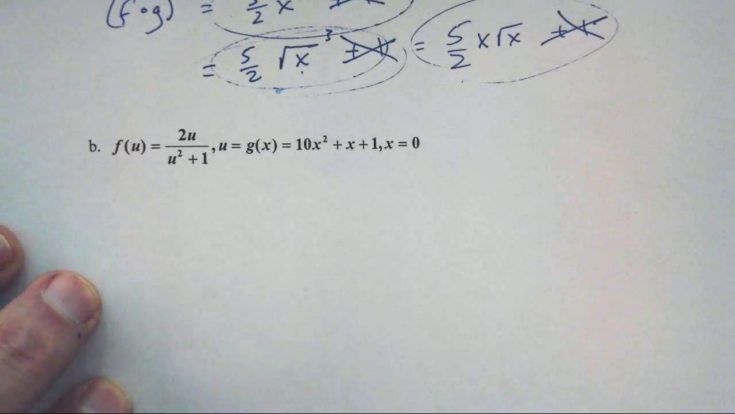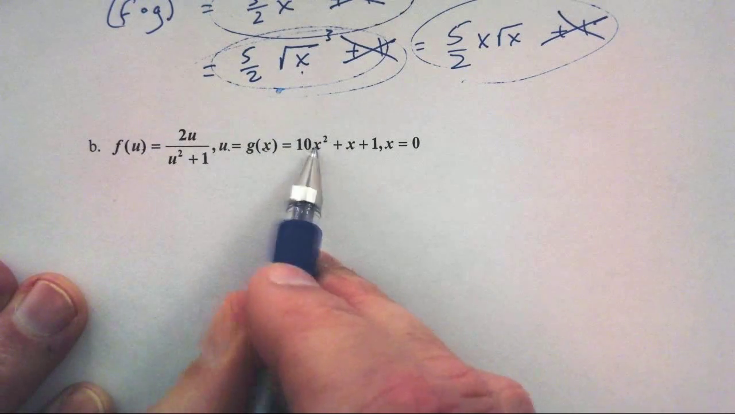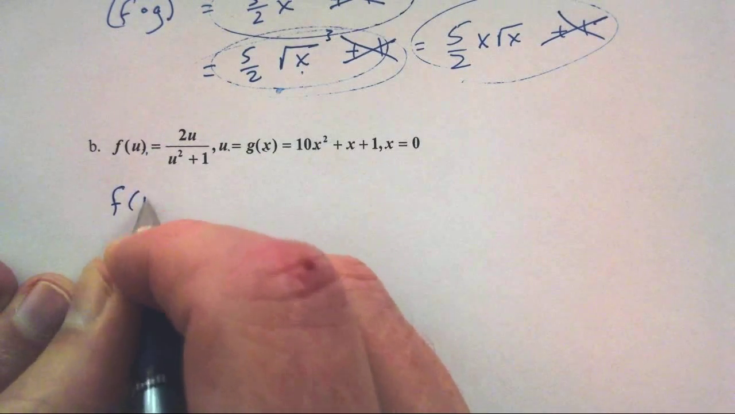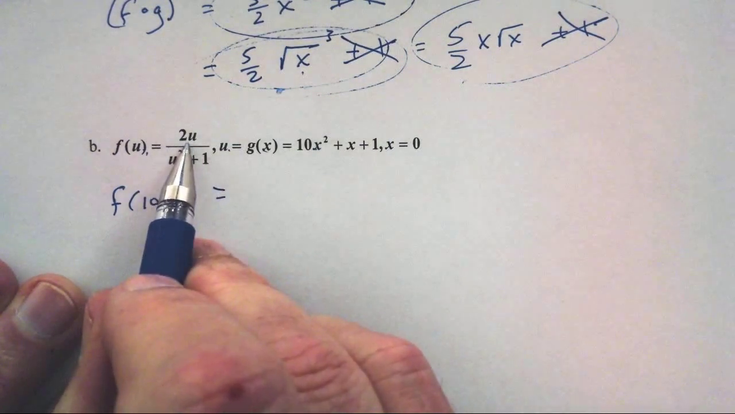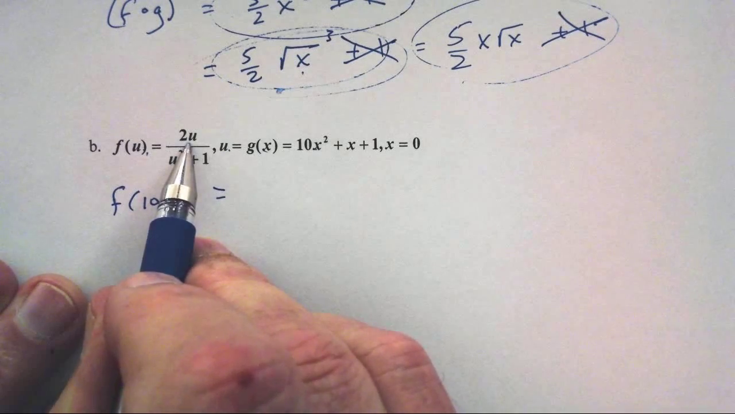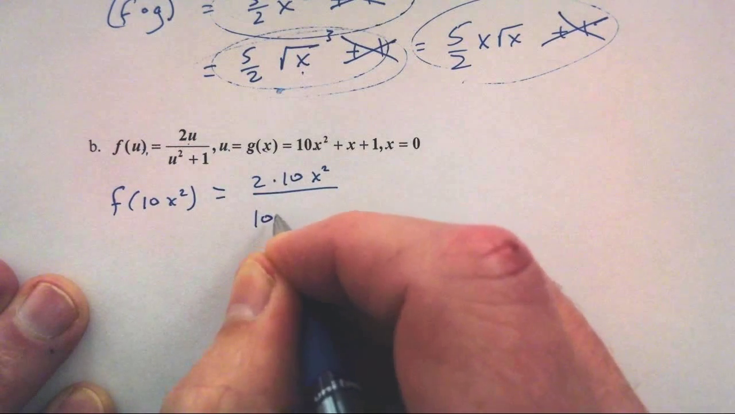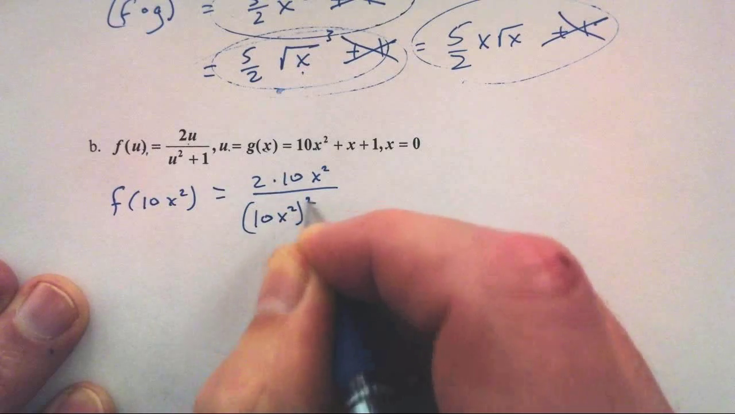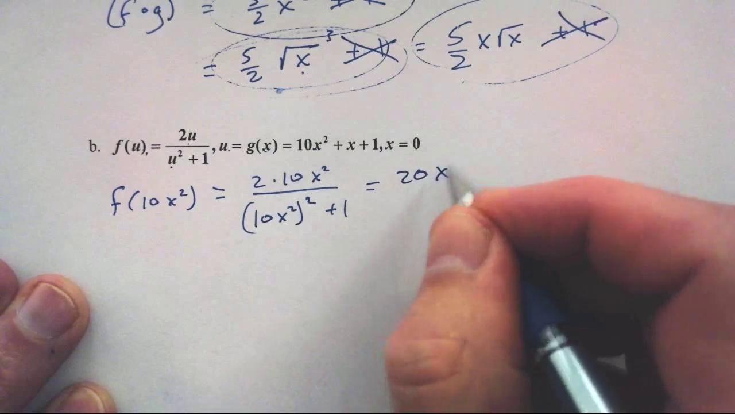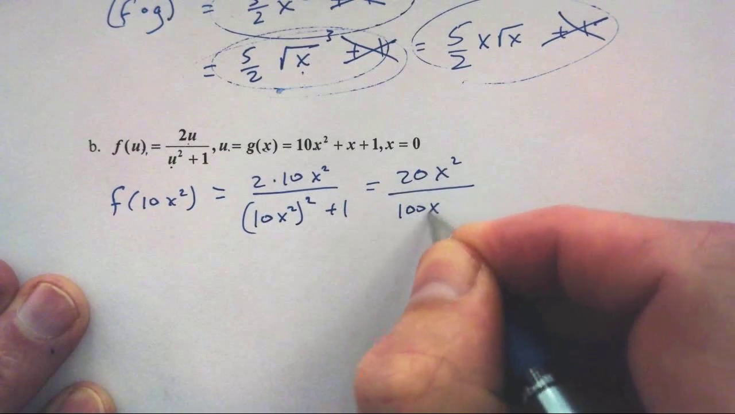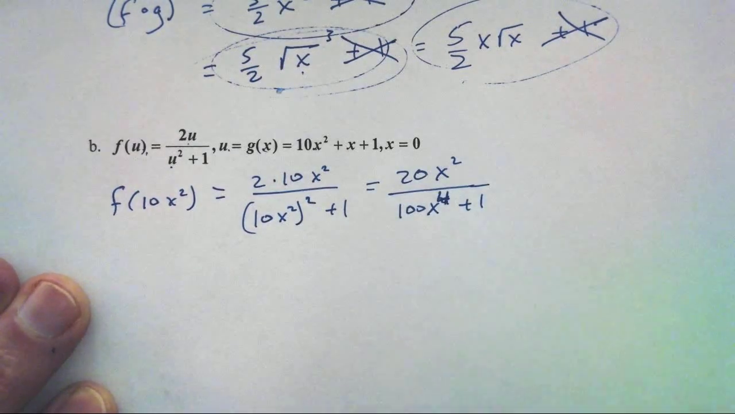Okay. So, is it clear? U is g of x, but g of x is 10x squared, so I just want f of 10x squared. And f is a factory that takes things and puts them right here. So 10x squared into there, I get 2 times 10x squared on 10x squared squared, plus 1, or 20x squared on 100x to the 4th plus 1.